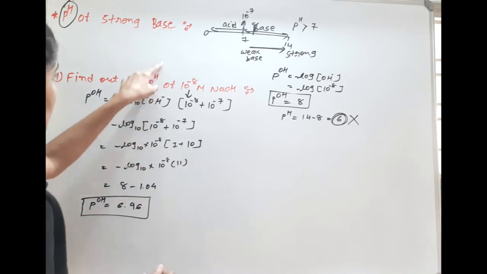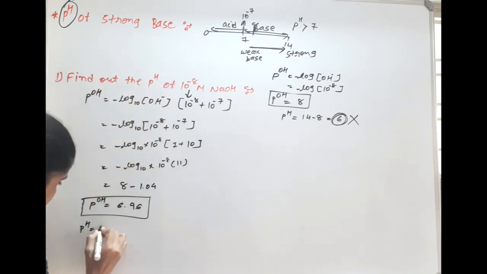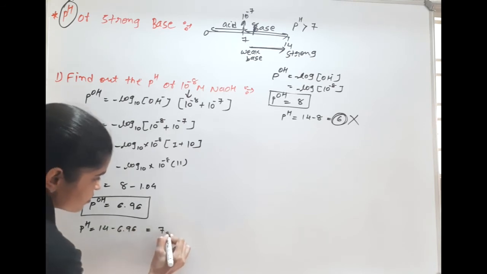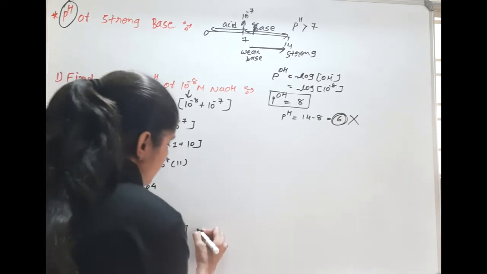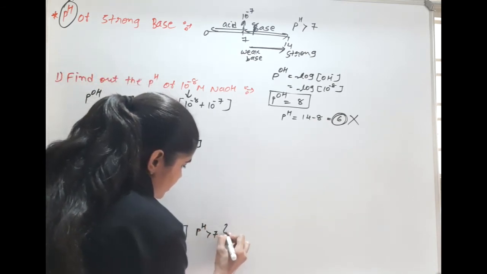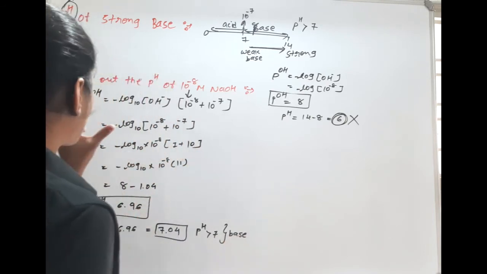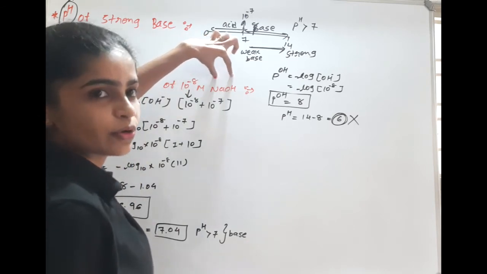So the pH is equal to 14 minus 6.96, which gives 7.04. And we know that a pH greater than 7 is known as a base. So this is the right way to find the pH of 10 raised to minus 8 molar NaOH.